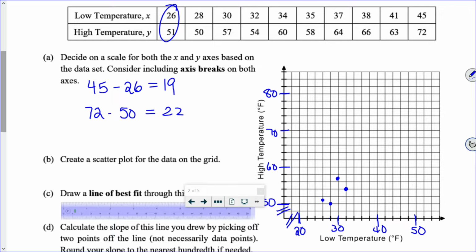34 and 60, that one's actually pretty easy because they're both even. 35 and 58, that's going to be right here. 37 and 64. Oh, I'm going to make sure 64 is right here. Got to be a little careful. 38 and 66 is right here. 41 and 63 is going to be right here. Oh, it's right in the middle of a box. Let me just make sure. Yeah, that's right. And 45 and 72 is going to be right up here.